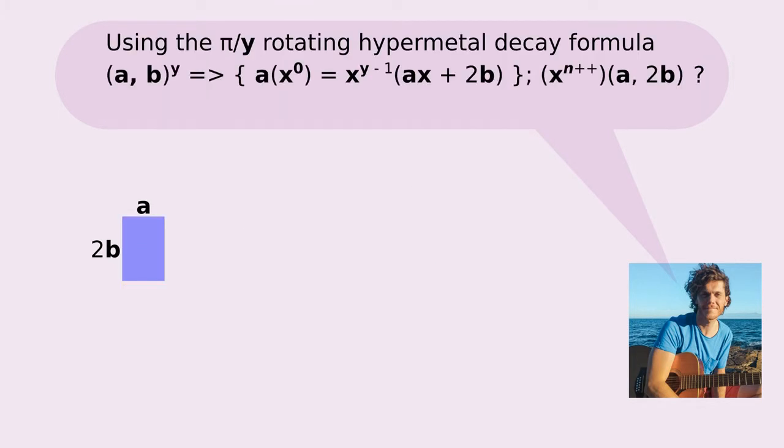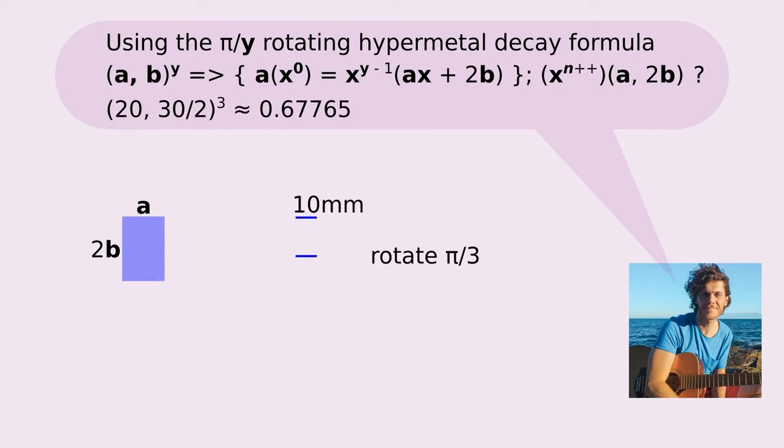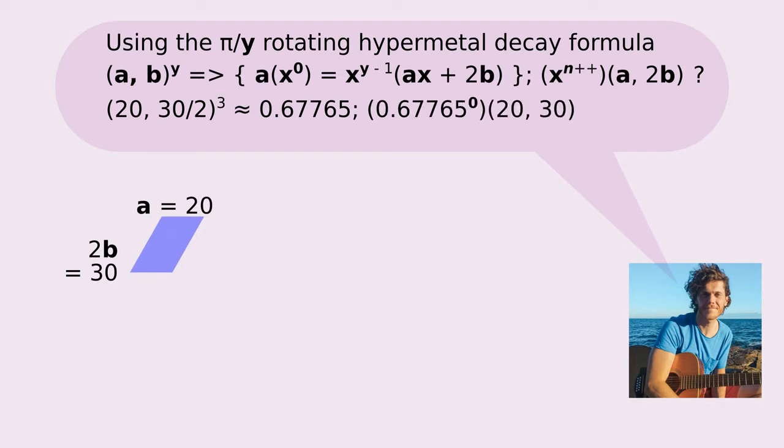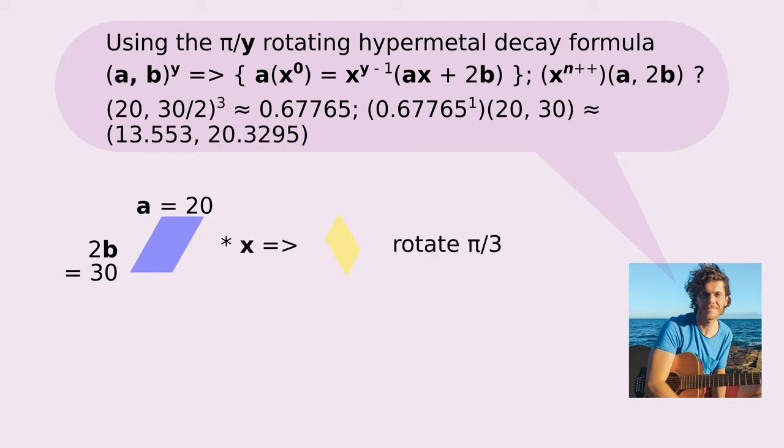Now taking the formula and going to the third dimension, rotating by pi divided by 3 now, making the base unit, then constructing A equals 20 and 2b equals 30. Plugging that into the formula, multiplying by x, rotating pi divided by 3, multiplying that by x, rotate pi divided by 3, now becomes x squared.